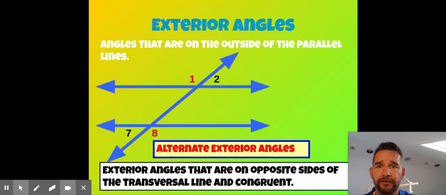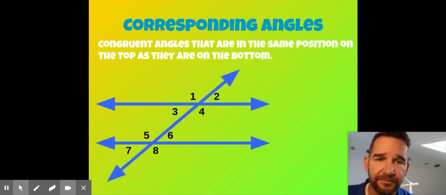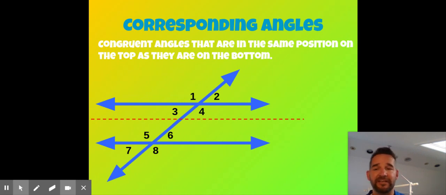Okay, another set of angle relationships that we're going to look at is what we call corresponding angles. Corresponding angles are angles that are in the same position, both in the top set of angles and the bottom set of angles. Now, let me describe it a little bit better. Imagine that I drew a line here that cut this diagram in half, and we had angles 1, 2, 3, and 4 on top, and 5, 6, 7, and 8 on the bottom.